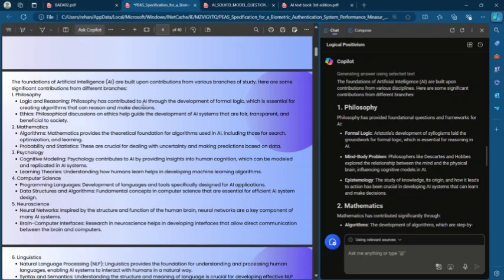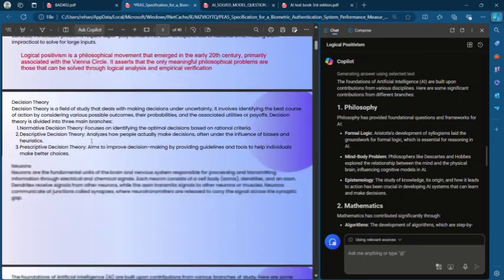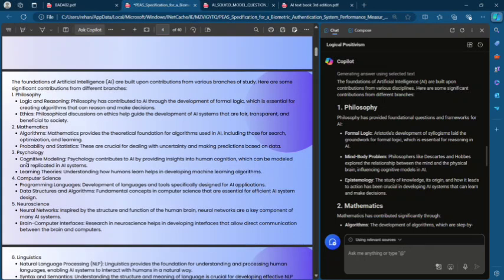Philosophy has contributed to AI through the development of formal logic, which is essential for creating algorithms that can reason and make decisions. You can also write logical positivism here, which you had already studied. Next, you can go for mathematics.